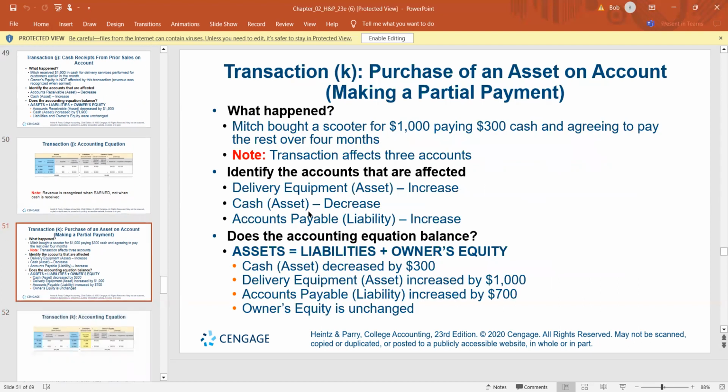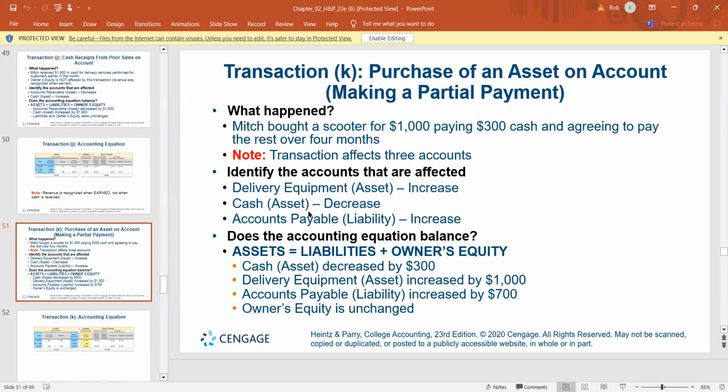Whoa, here's a tough one. Purchased an asset on account, but we made a partial payment. What happened? He bought a scooter for $1,000 and he had to pay $300 up front, and he agrees to pay the remaining $700 over the next 4 months. So now you're seeing a transaction that impacts 3 accounts. First time we're seeing that.